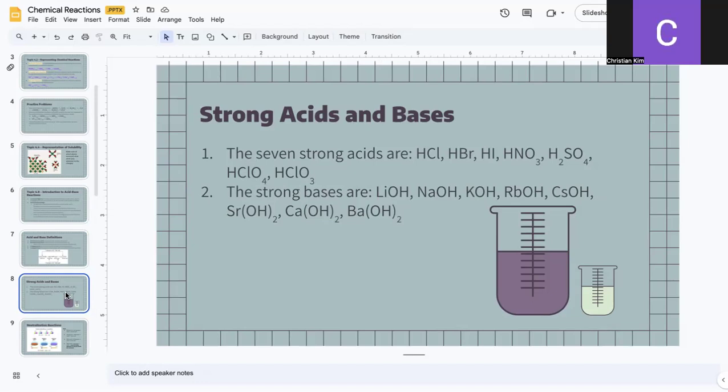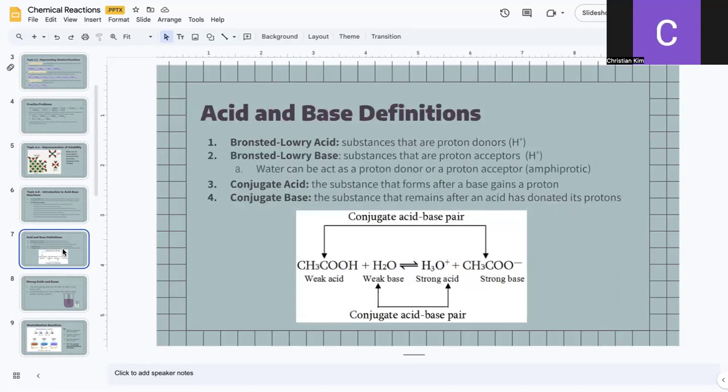Well, a strong acid is anything that completely dissociates. For example, if you have a certain amount of HCl, that HCl will completely break off into all H's and all Cl's. However, going back to the last slide, sorry, you might notice that acetic acid says weak acid. What that essentially means is that you might have a certain amount of acetic acid. However, not everything will dissociate.